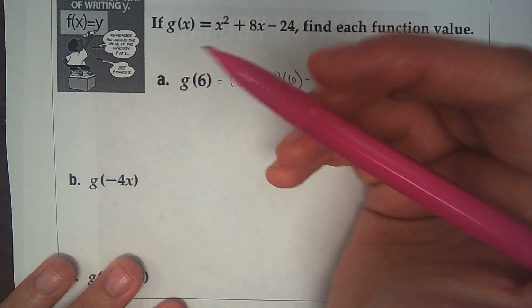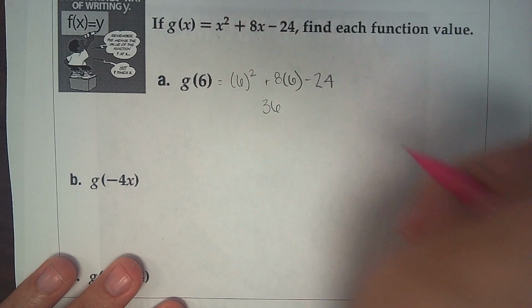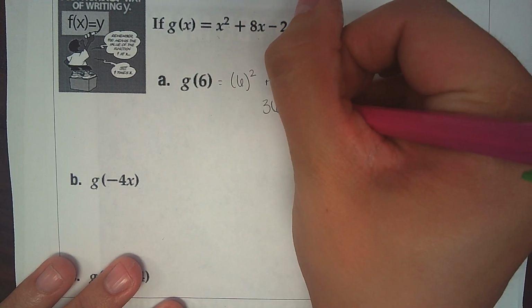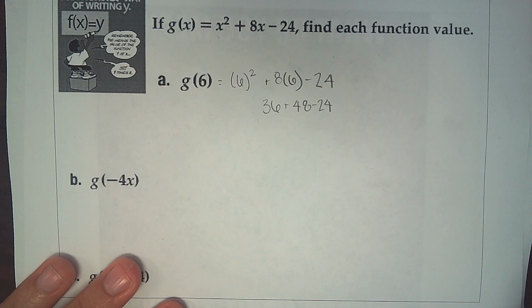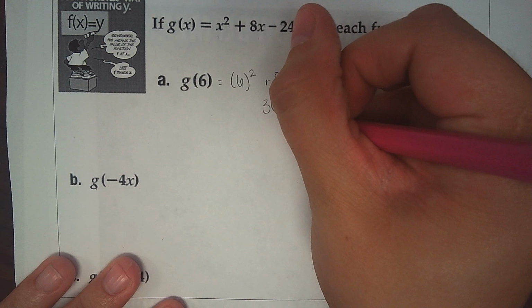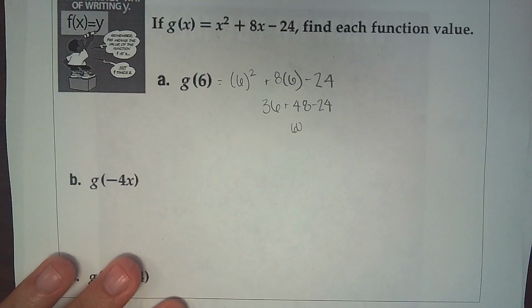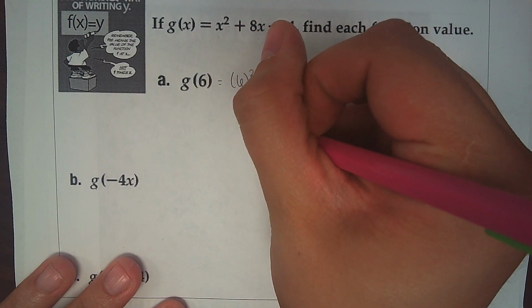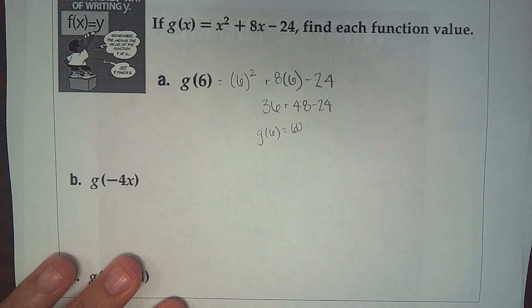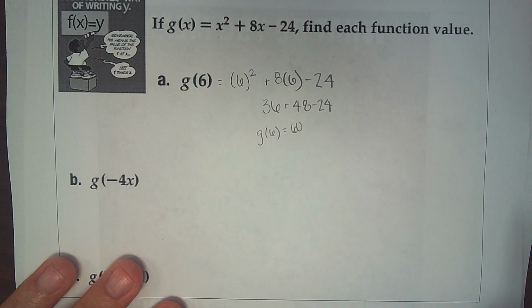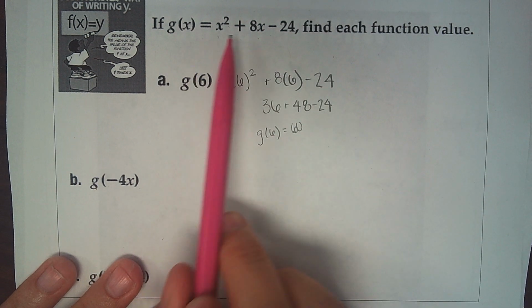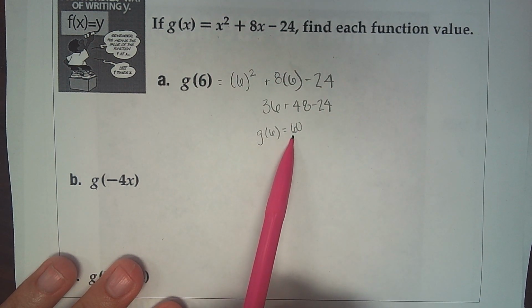Now I just have to follow PEMDAS and clean it up. So 6 squared is going to give me 36. 8 times 6 gives me 48. Add that all up and I believe we get 60. So g of 6 equals 60. And we're done. That is our answer right there. If we input a 6 into our function, we're going to get an output of 60.